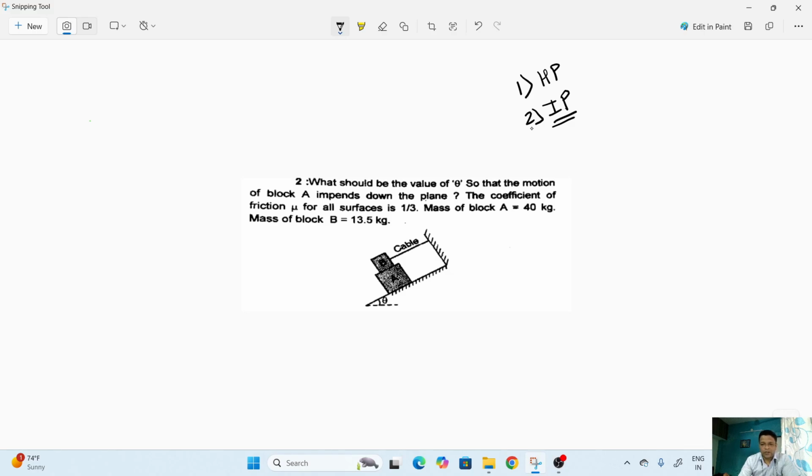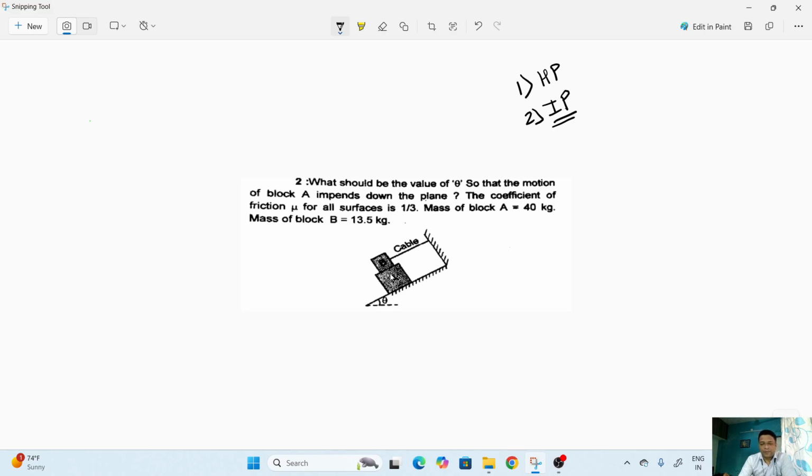The given question is, what should be the value of theta so that the motion of block A impends down the plane? The coefficient of friction mu for all surfaces is 1/3. Mass of block A is 40 kg. Mass of block B is 13.5 kg. Now these are the given parameters. Block A is kept on this inclined plane. The angle of the inclined plane theta is unknown. Block B is kept on block A, and block B is connected to the wall with the help of this cable. With this given information, we'll try to draw the FBD.